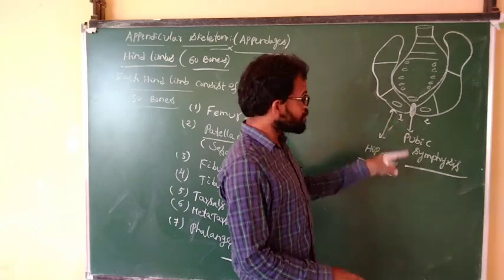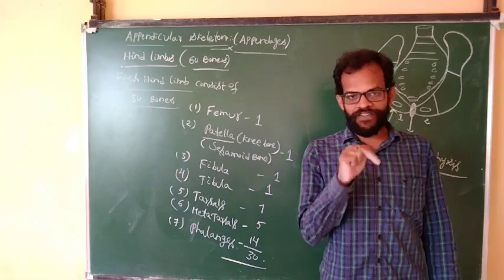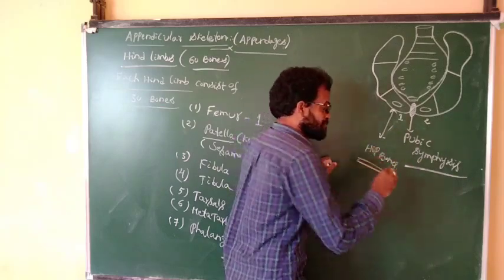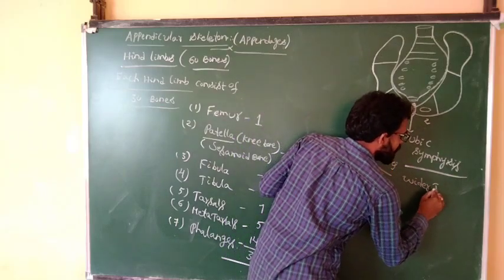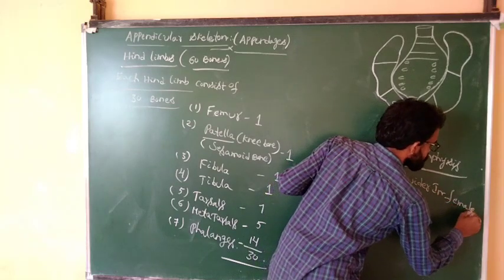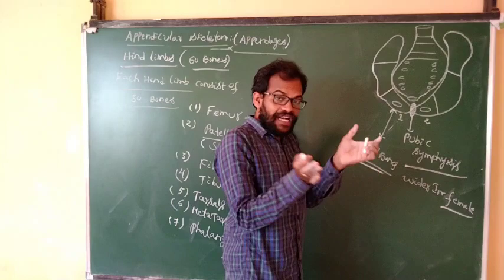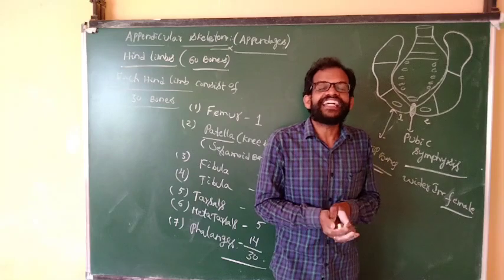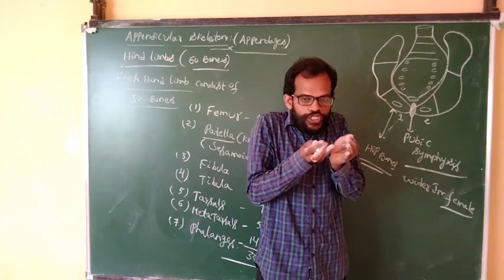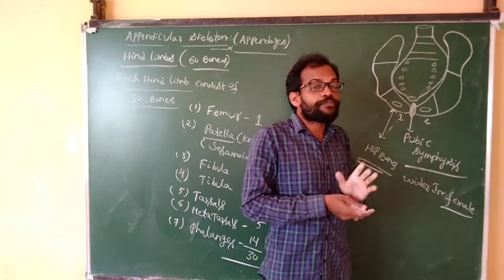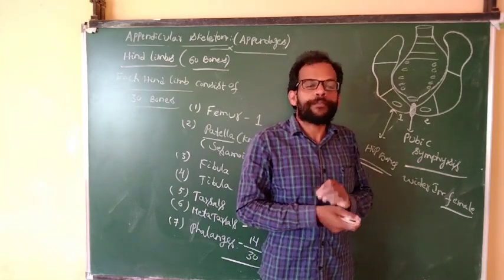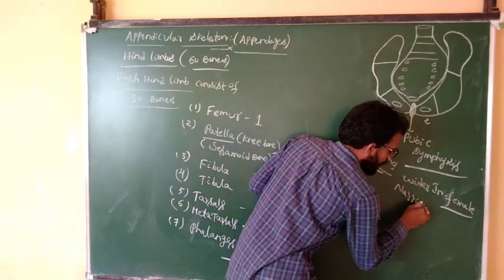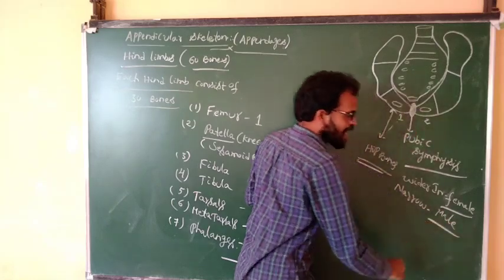If you observe the pelvic girdles in the female, they are wider. Wider means larger, because these pelvic girdles are helpful for childbirth. At the time of childbirth, the pelvic girdle size increases. They are involved in parturition. Wider in female, narrow in male.